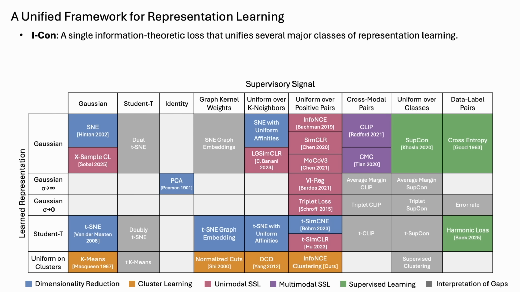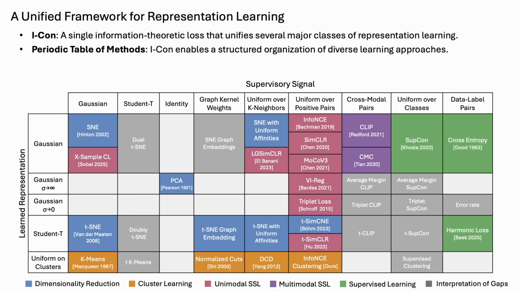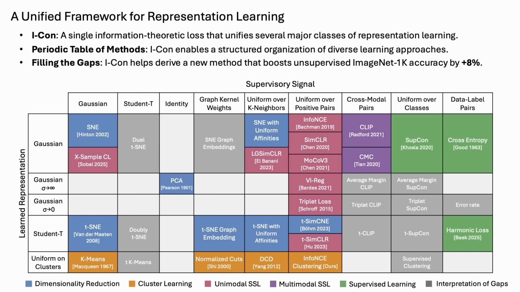Specifically, we prove that all of these methods share the exact underlying objective rooted in information theory. Based on this insight, we organize them into the following periodic table. And throughout this table, we can identify and fill the gaps to drive new methods or transfer ideas across domains, which is exactly what we did to achieve state-of-the-art results in unsupervised image classification.